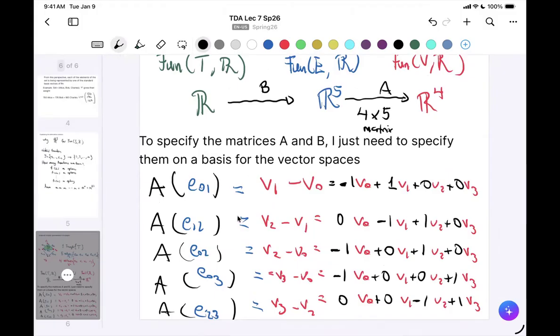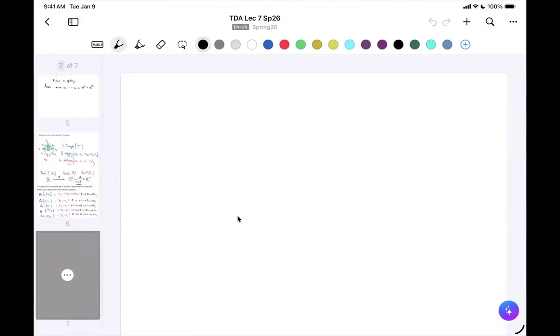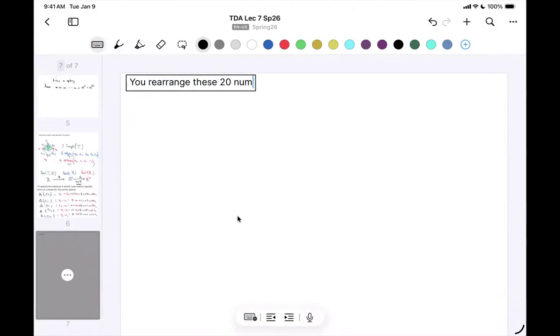So I had to find 20 numbers, right? These 20 numbers are essentially these 20 coefficients from the linear combination. So this becomes the first column, this is the second column, this is the third column, this is the fourth column, this is the fifth column. The way I'm expressing it, there's kind of a transposition. So for the matrix A, you read off, you rearrange these 20 numbers into a 4 by 5 matrix to obtain the matrix A.